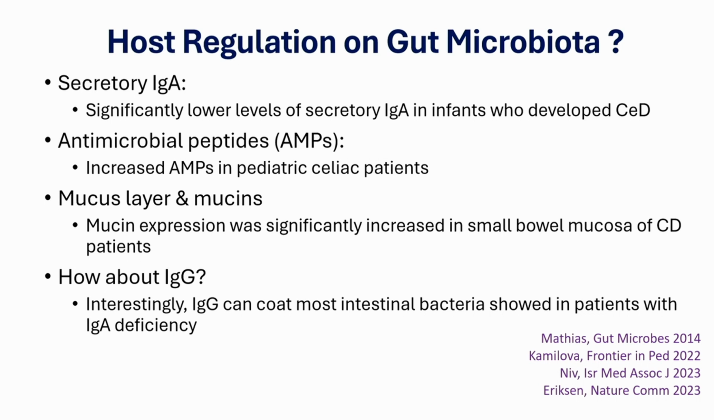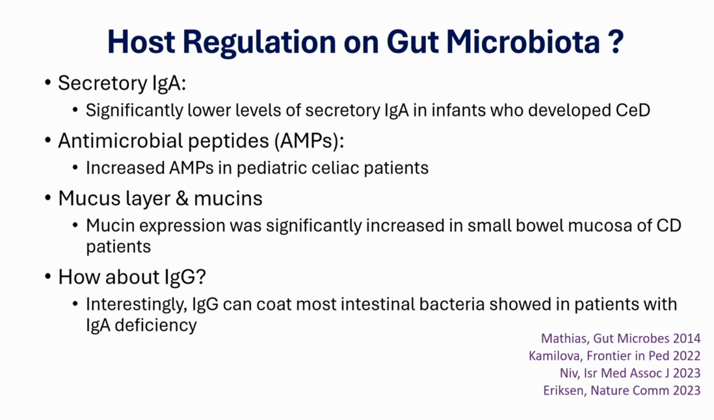And then there should be host factors, because host factors have not been studied much in relation to the microbiota. One is secretory IgA, which is significantly lower in infants who develop celiac disease, according to published data. Another is antimicrobial peptides, which are increased in pediatric celiac patients. And the mucosal layer and mucin show a significant increase in the small bowel mucosa of celiac patients.